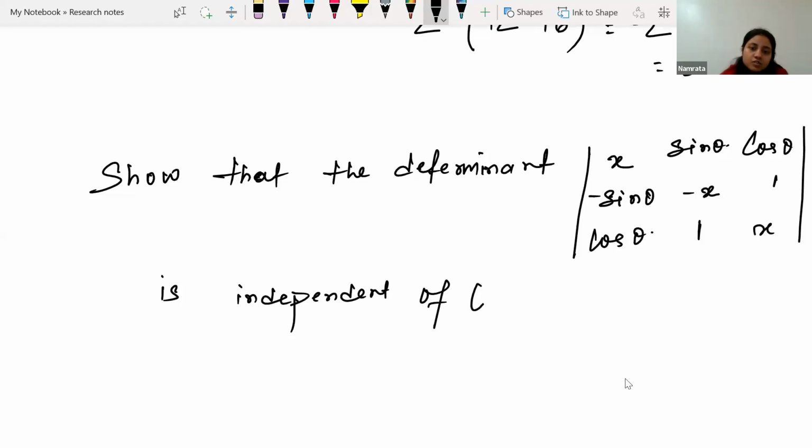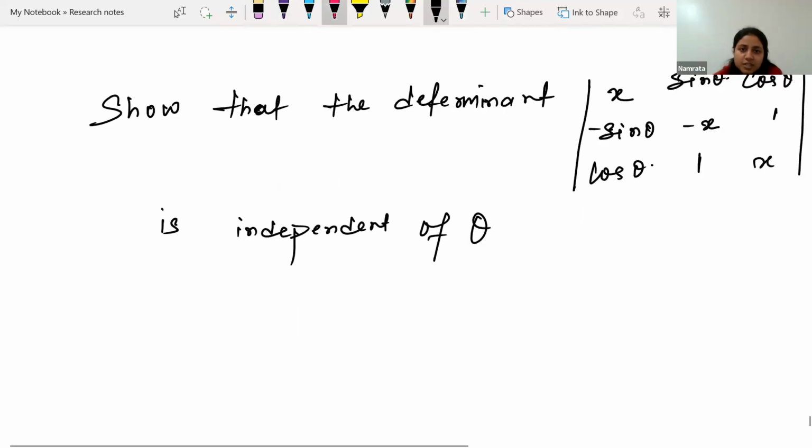Once we find the determinant, our answer should be independent of theta. What is the meaning of independent of theta? Theta must not be there in our answer. That is the meaning of independent of theta. Let's see after solving whether the answer we get for the given determinant is independent of theta or not. So here I am expanding it.